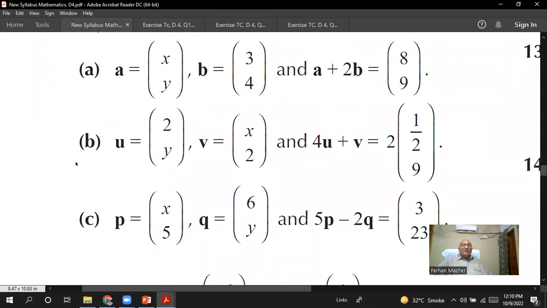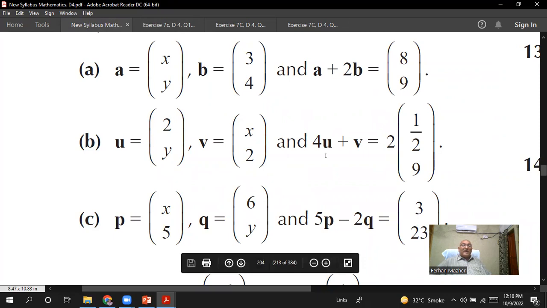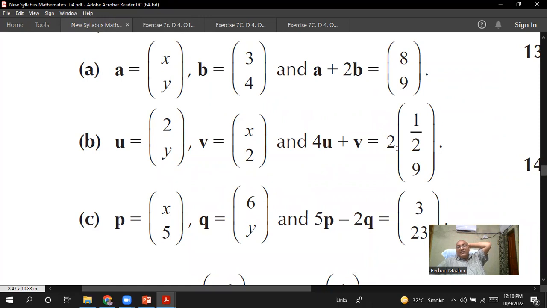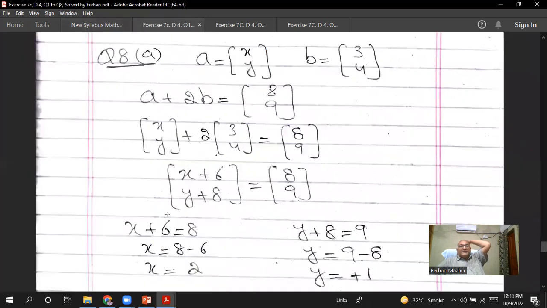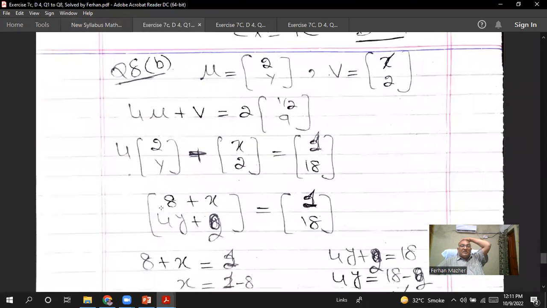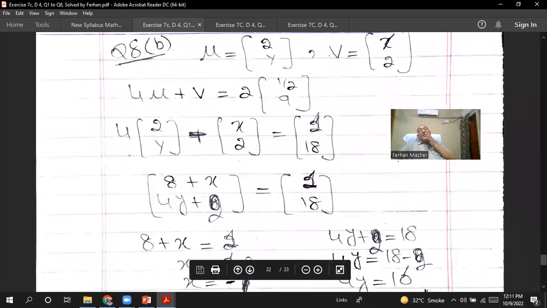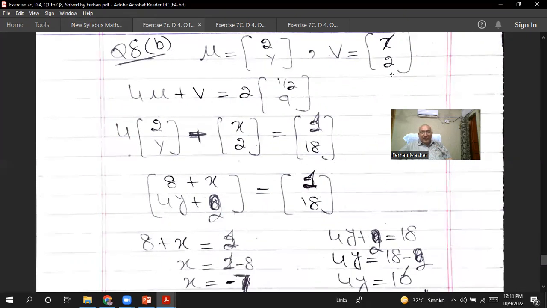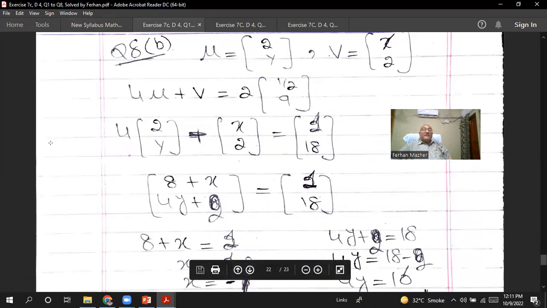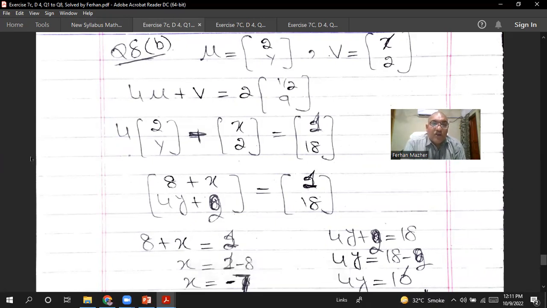Now, u is equal to (2, y), v is equal to (x, 2), and 4u plus v is equal to a column vector (1/2, 9). Okay, so the B part is showing up. So u is equal to 2, and downstairs you have y, x, and downstairs you have 2, that's v. So it is given that 4u plus v is equal to the column vector (1/2, 9).